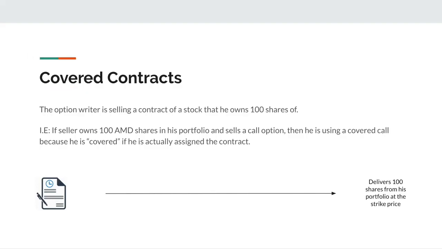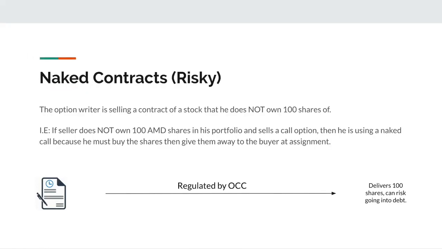However, if you have naked contracts, that's a lot more risky. So if you're selling a contract and you don't own 100 shares of that stock already, then you're putting yourself at risk because you will get assigned that contract. In case you do get assigned that contract, now you must fulfill 100 shares and you'll probably put yourself in a little bit of debt because you did not have those 100 shares already in your account. So selling contracts can be very risky if you're selling naked contracts.